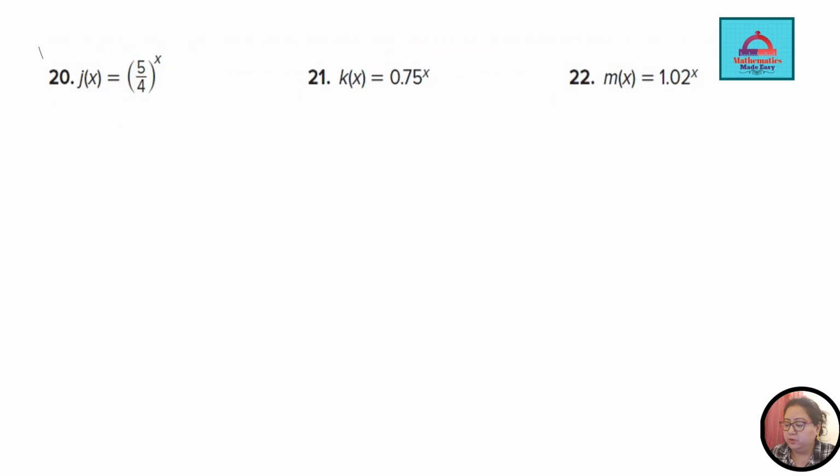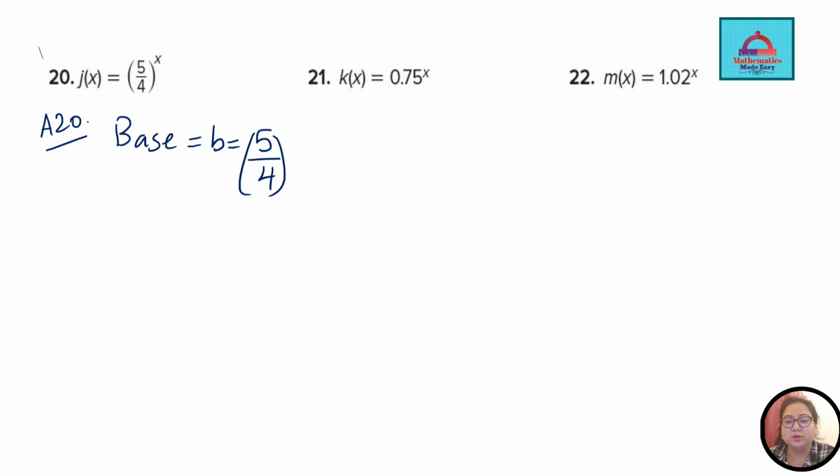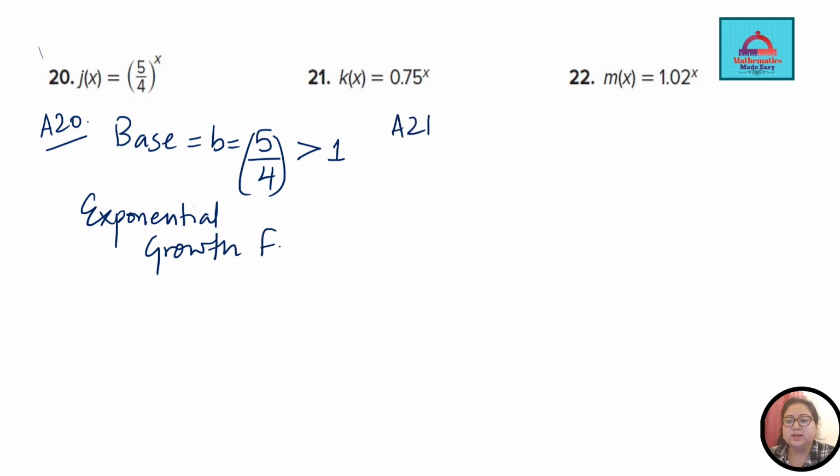Now, in question number 20, the base is a fraction, equal to 5 divided by 4. You can always convert it to a decimal using your calculator. In your exam, a scientific calculator is allowed, so it will be easy for you to judge that this base is definitely more than 1. And when it is more than 1, it is an exponential growth function. Well done.